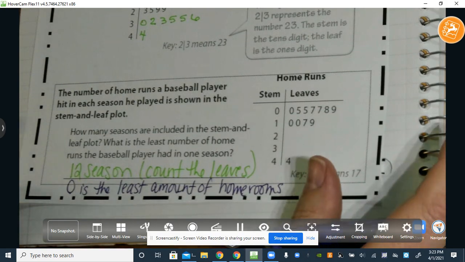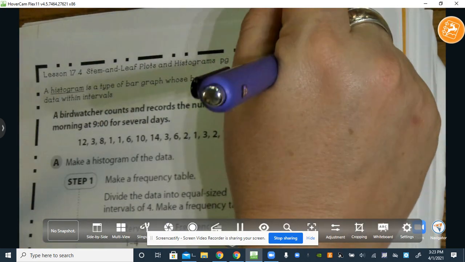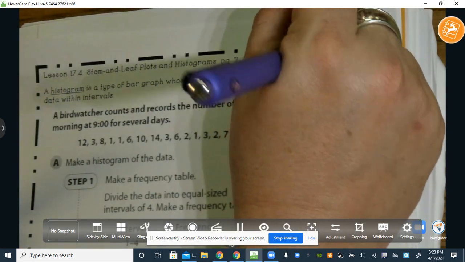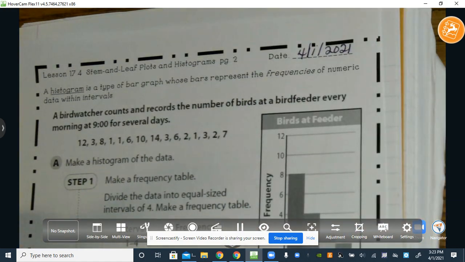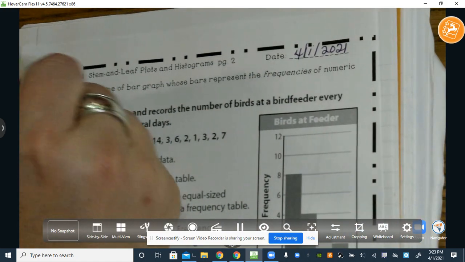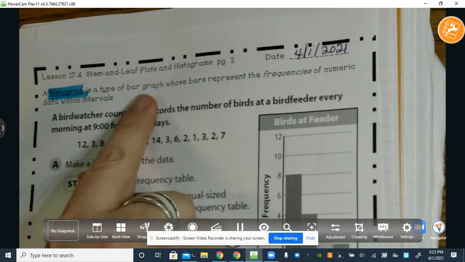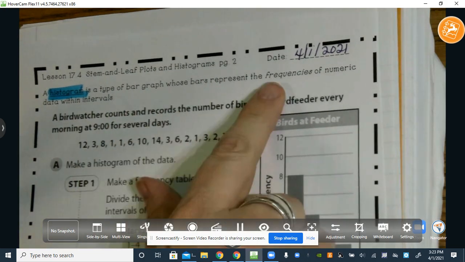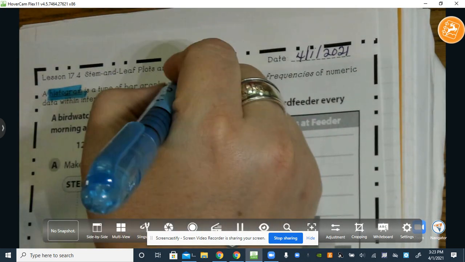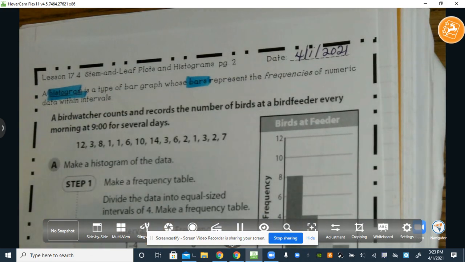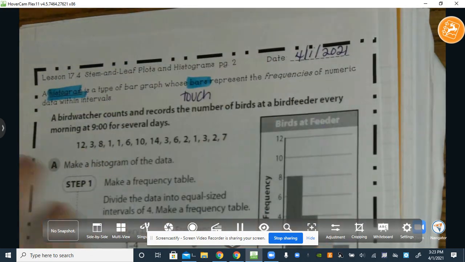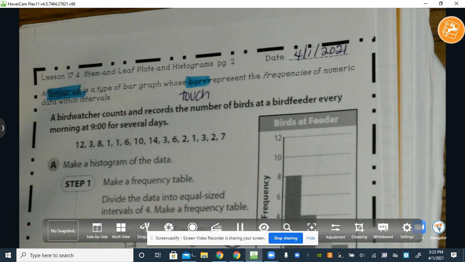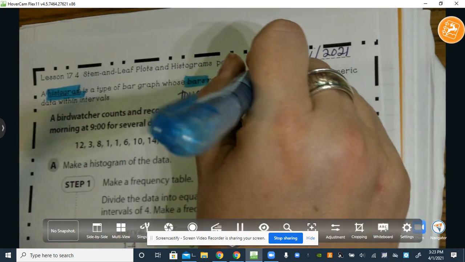Okay? All right, so let's talk about histograms. Histograms is my next one. So again, today's 4/1/2021. A histogram is a type of bar graph whose bars represent, now I want you to talk about bars real quick, their bars touch. Okay, their bars touch. So they're touching bars that represent frequencies.